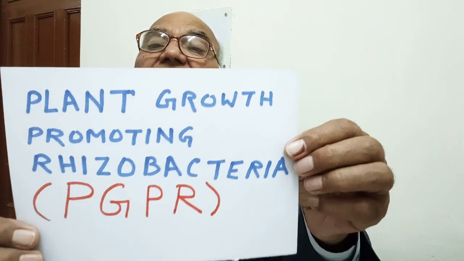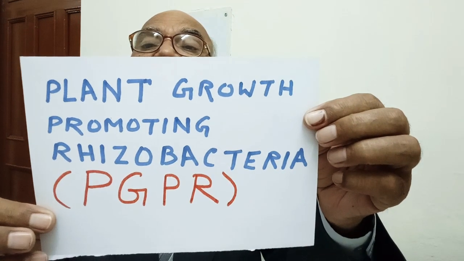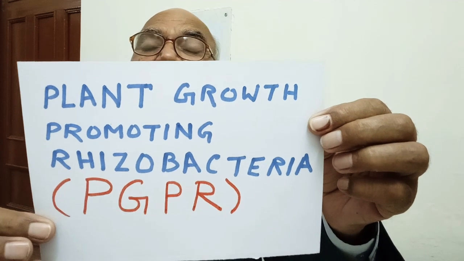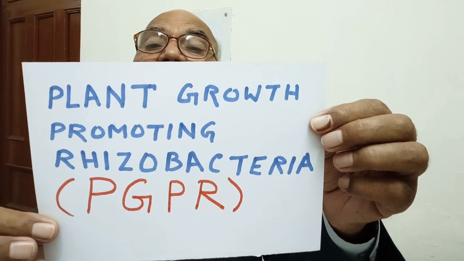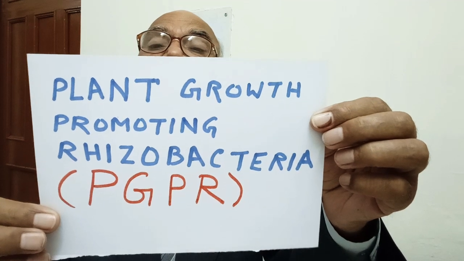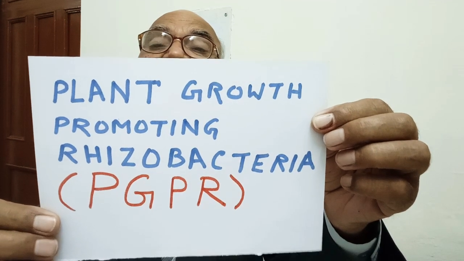Plant growth promoting rhizobacteria, abbreviated as PGPR. Certain bacteria of the class rhizobacteria enhance the growth, and the term has been given plant growth promoting rhizobacteria, and people abbreviate it as PGPR. But not only rhizobacteria, there are certain other bacteria also that are being used as biofertilizer, and some of them they call the bacilli also, plant growth promoting bacilli like that. So there should be a well-defined definition that covers biofertilizers.